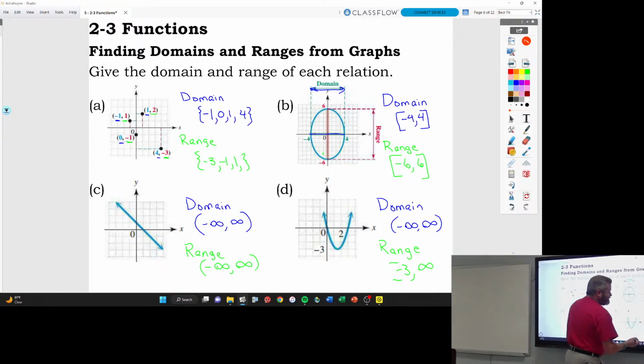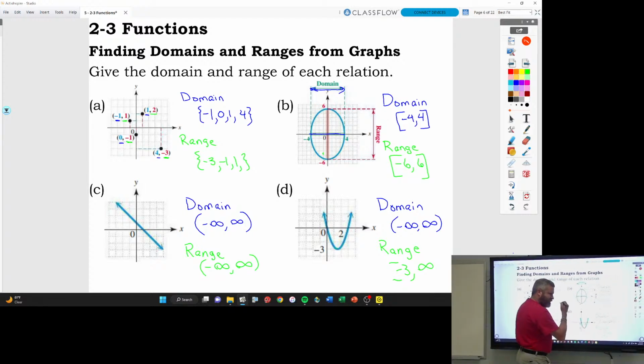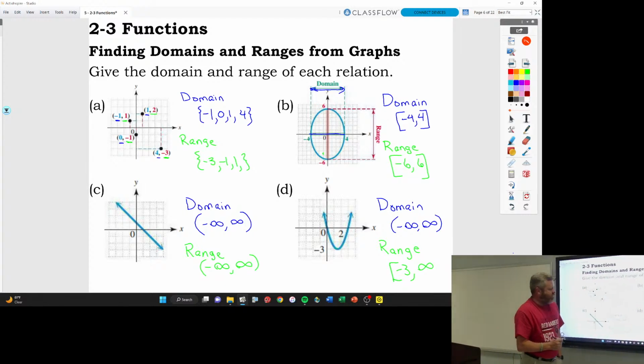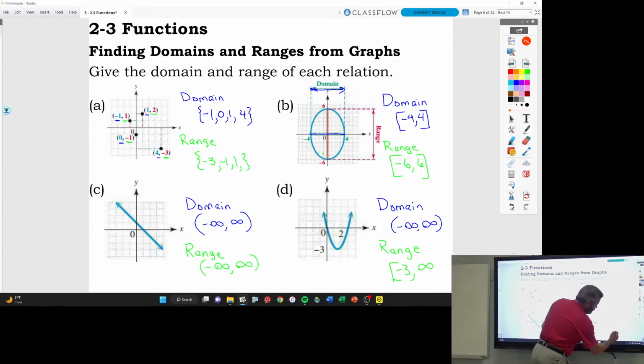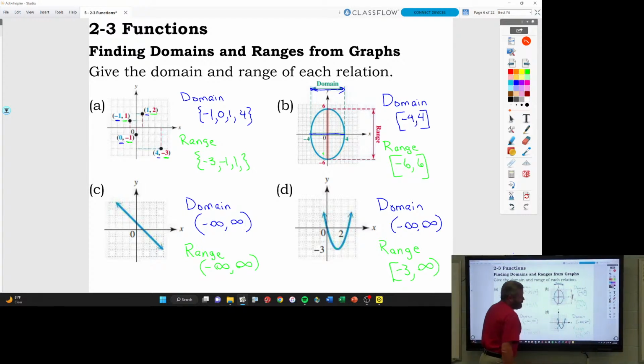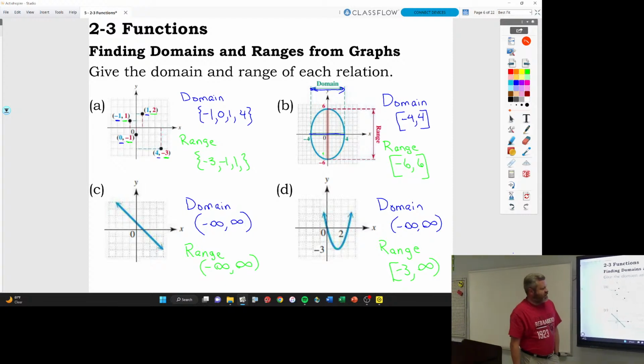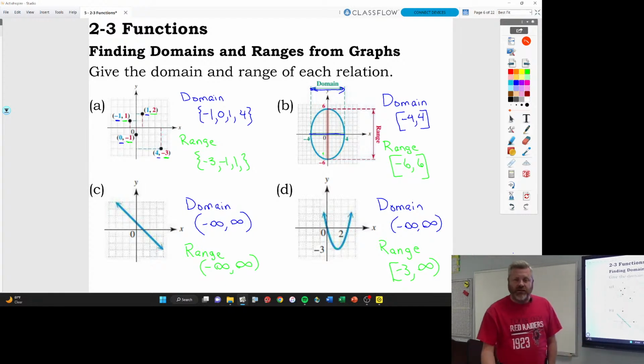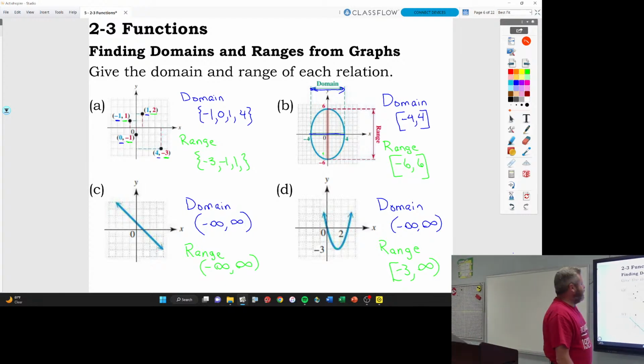So can this graph equal -3? Yes. So because it can equal -3, we know the exact value of -3. We're going to put a bracket on this side. And then on the other side, we have infinity. And again, no one knows where that is. So we put a parenthesis on the range. So the range of graph D is including -3 up to infinity.